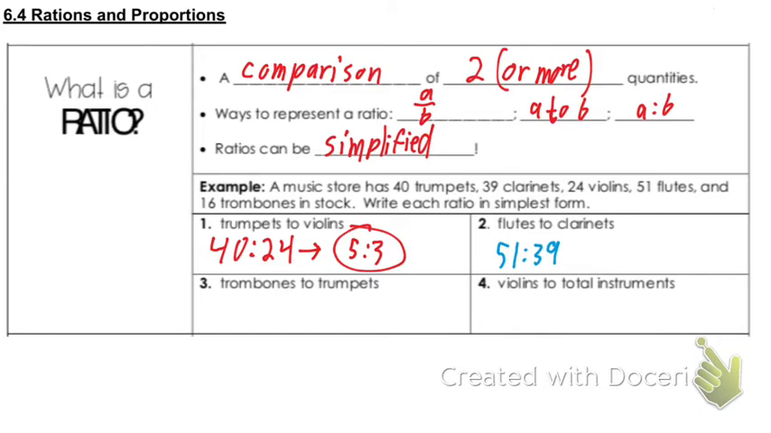Now, can this one be simplified? Yes, by 3 you can. Okay, 51 is not quite prime. I do believe it is 17 to 13. Yes. So for every 17 flutes, there are 13 clarinets.